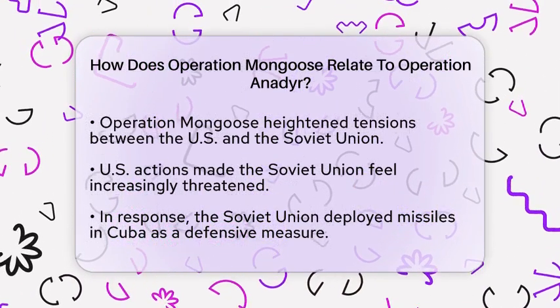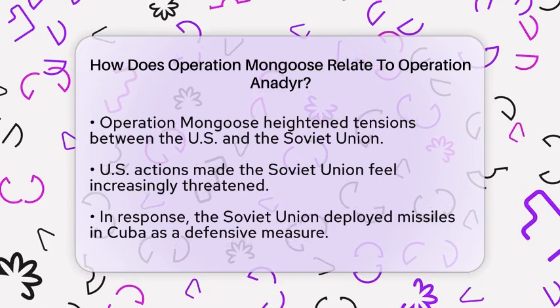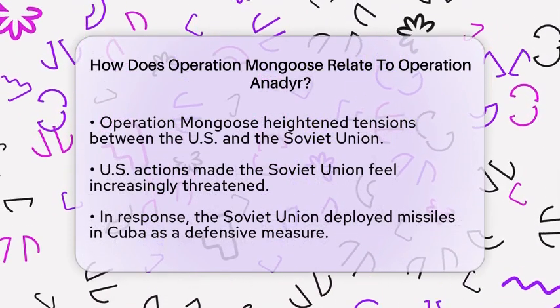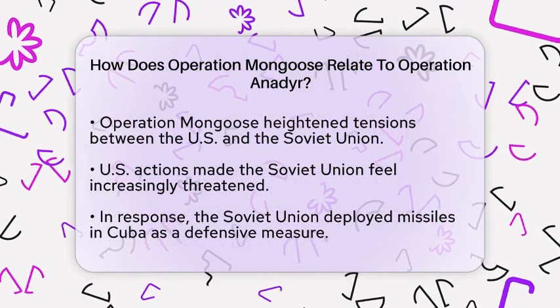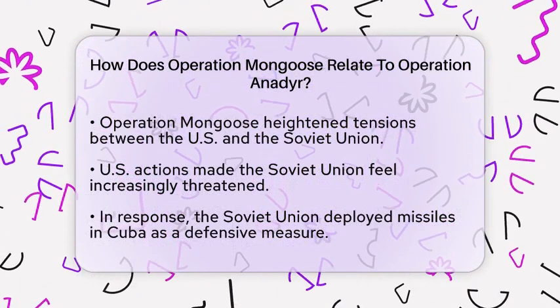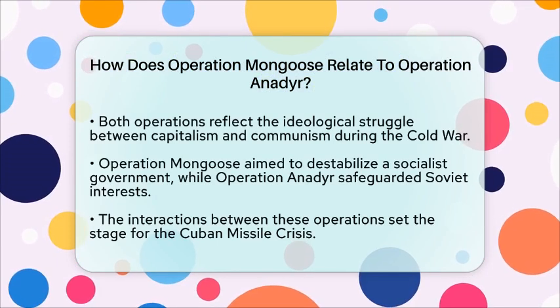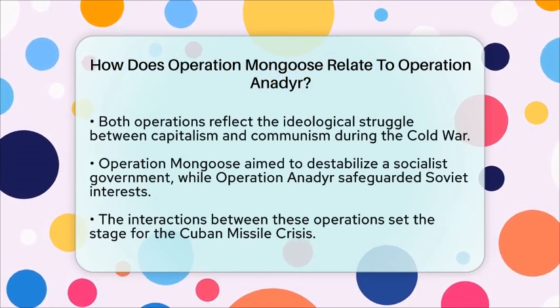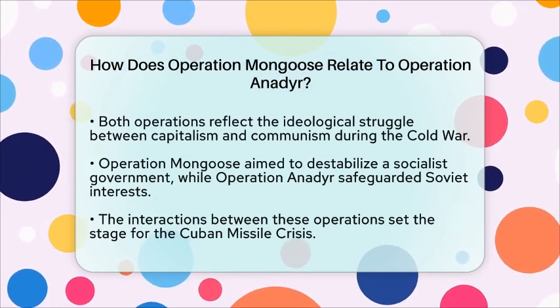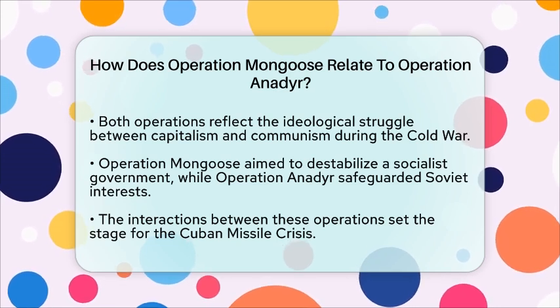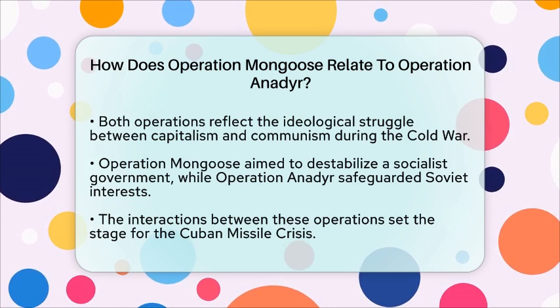From the perspective of communism, both operations illustrate the intense ideological struggle between the capitalist West and the communist East during the Cold War. Operation Mongoose is often viewed as an attempt by the United States to destabilize a socialist government, while Operation Anadyr represents the Soviet Union's defensive strategy to safeguard its ideological allies and interests.